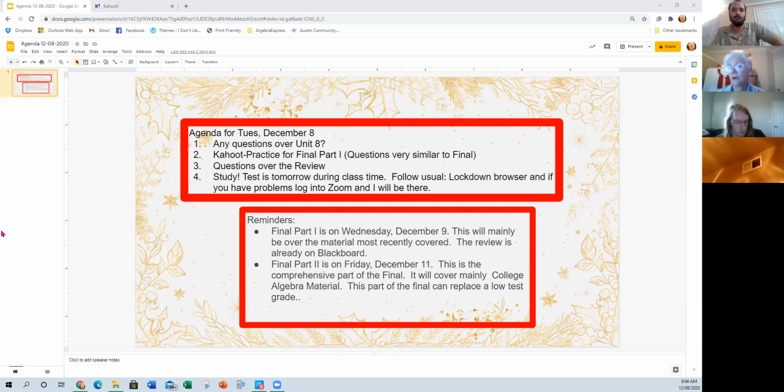Matt said that a lot of y'all on the homework were missing the half-life formula or the half-life problem. I do have one of those in the review as well as the Kahoot. So pay special attention to that because it's a little bit different. You have to put the half-life.